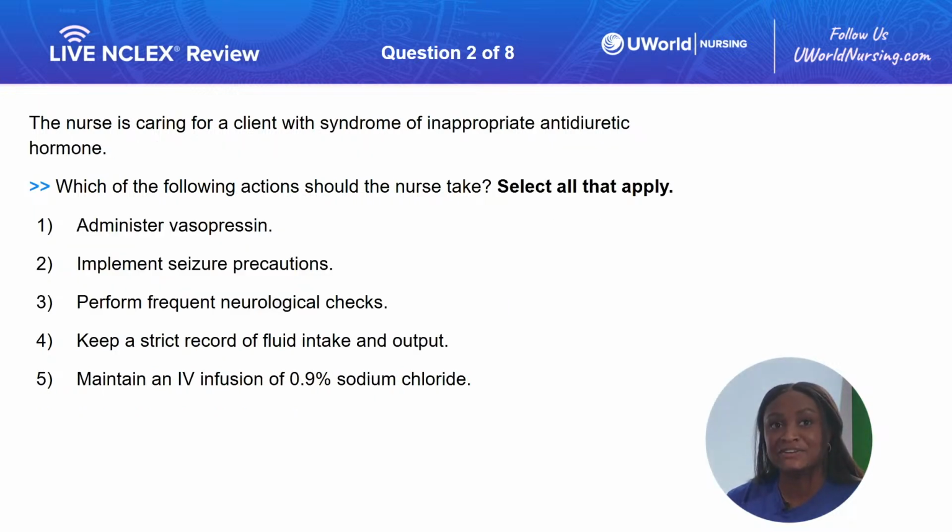The nurse is caring for a client with syndrome of inappropriate antidiuretic hormone. Which of the following actions should the nurse take? Select all that apply. Option 1, administer vasopressin. Option 2, implement seizure precautions. Option 3, perform frequent neurological checks. Option 4, keep a strict record of fluid intake and output. And option 5, maintain IV infusion of 0.9 sodium chloride. Let me know what you guys think in the chat.